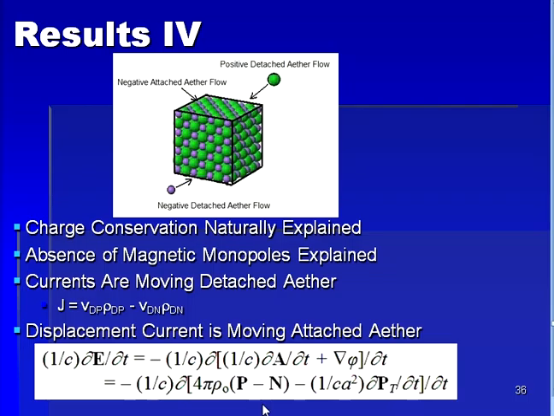Since P and N are the displacements of the attached ether, we see that one component of the displacement current is simply the velocity of the attached ether. The other component involves the vector potential, which is also proportional to the displacement of the attached ether. Hence, both normal currents and displacement currents are unified in the understanding that they both involve motion of quantities of ether.